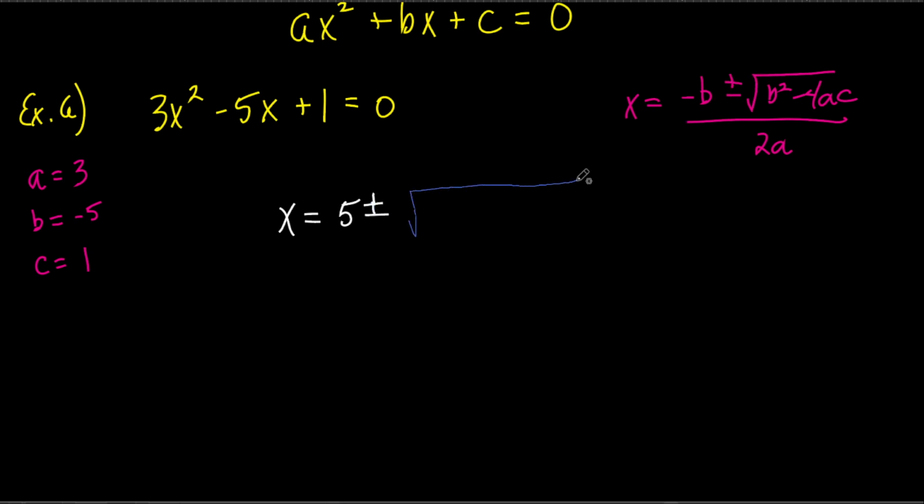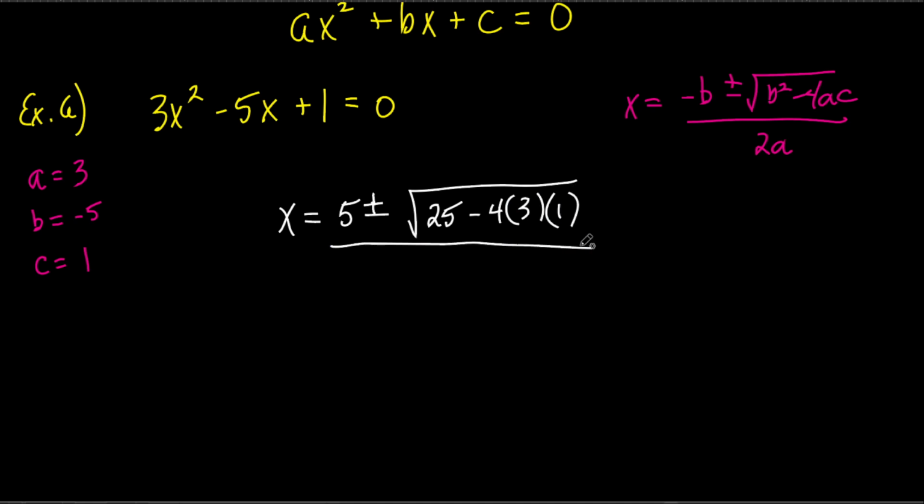Then put a square root, put a b squared. Let's do that in our head. -5 squared. What's -5 times -5? That's 25. +25. Minus 4, and then we're going to put an a. What's our a? It's 3. What's our c? It's 1. That whole entire thing is over 2a, so it's 2 times whatever a is, which is 3.